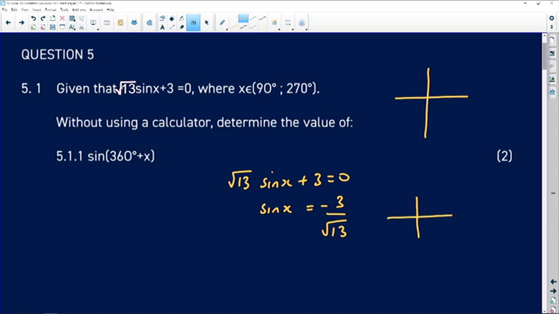And if you remember the CAST diagram, this is the cos quadrant. This is the A quadrant. This is the sine quadrant, and this is the tangent quadrant. Sine would be negative in quadrant 3 and quadrant 4. So we're expecting our diagram to lie in quad 3 or quad 4 because that's where sine is negative.